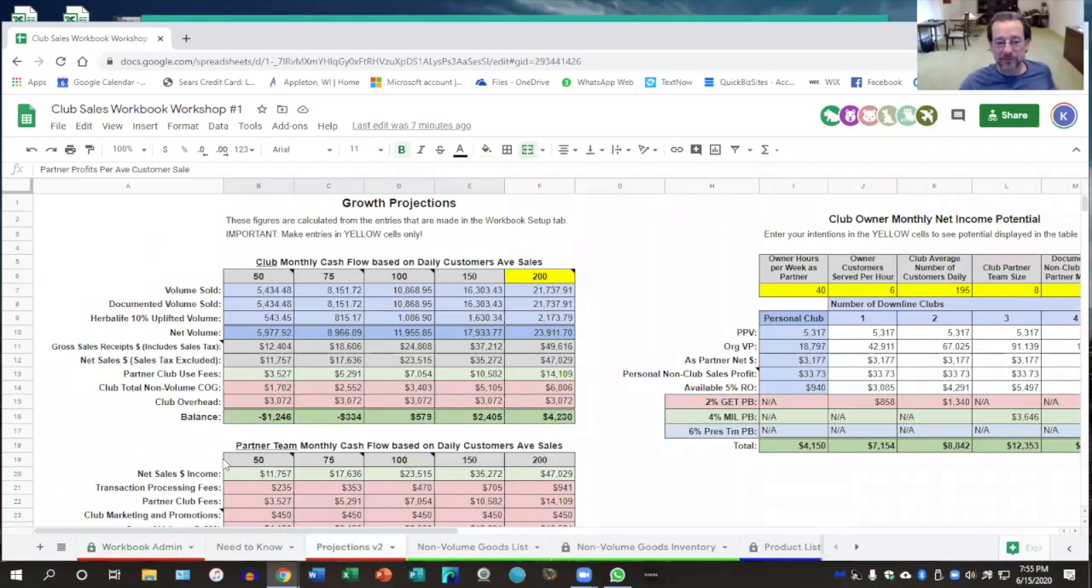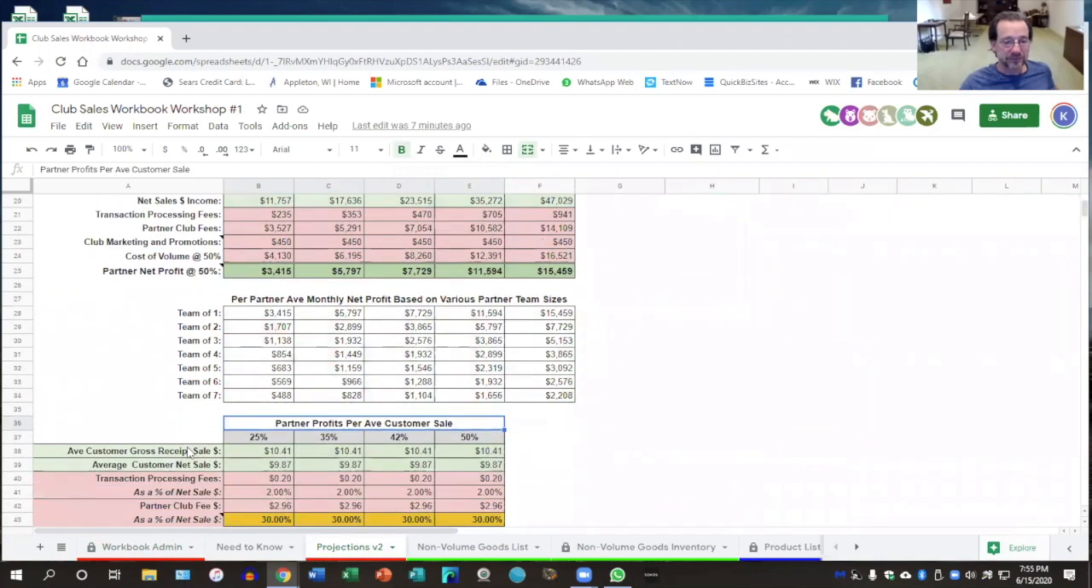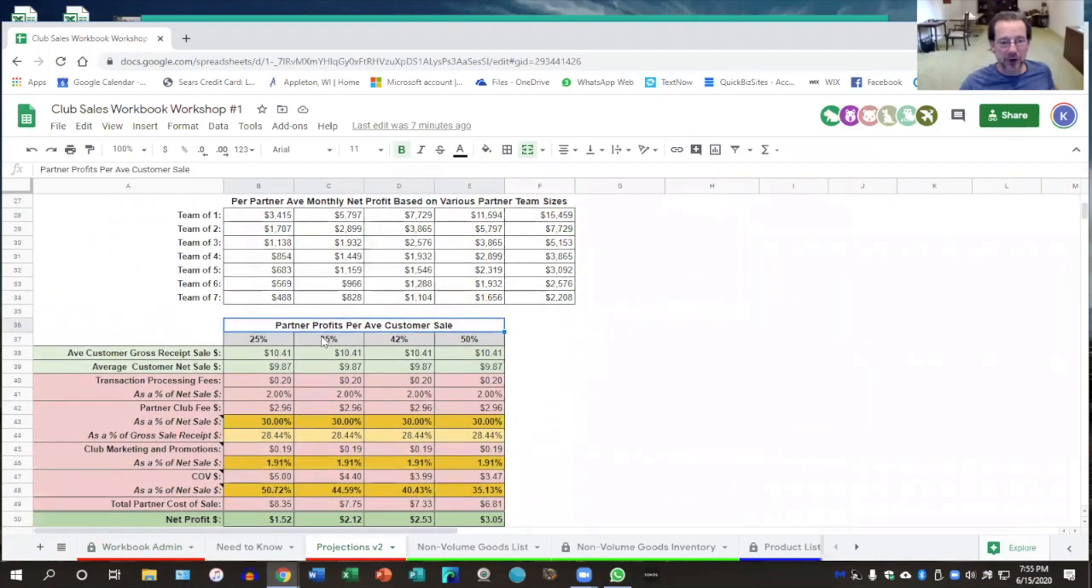And it'll show it right in this table under partner profits. It will show your average customer receipt. In this case, using the formulas in the computer, the average sale is $10.41. Now, when you know exactly what it is in your club after you put this in, it might be $11 or $12. I don't know that. But what that now does is it tells the true average customer sale.